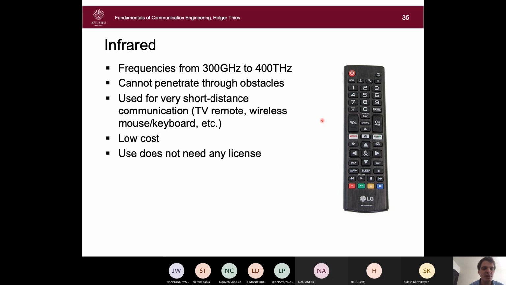So they can only be used for very short distances and cannot penetrate through obstacles, but they have the advantage that they have low cost, and using them does not need any license. So if you want to do radio broadcasting, or microwave broadcasting, the government or some entity has to allow you to send out waves of this frequency. But infrared does not need any government or other license. This is why they are often used for those kinds of devices that you have at home, like remote controls and wireless mouse and keyboard.